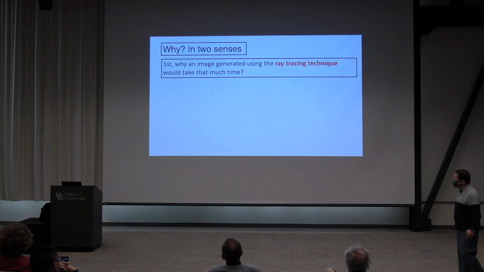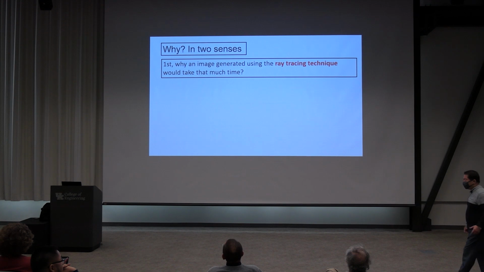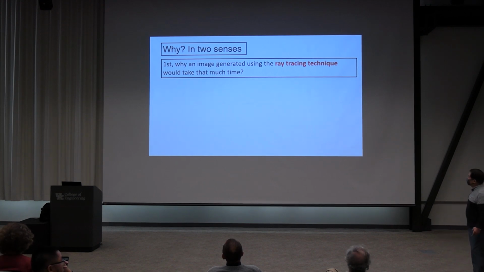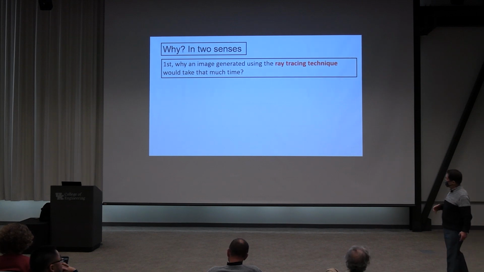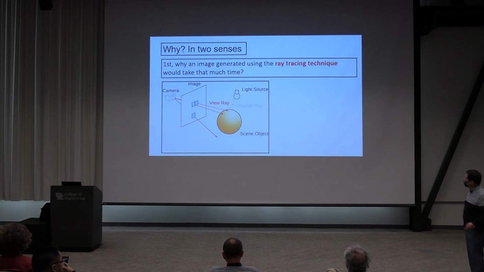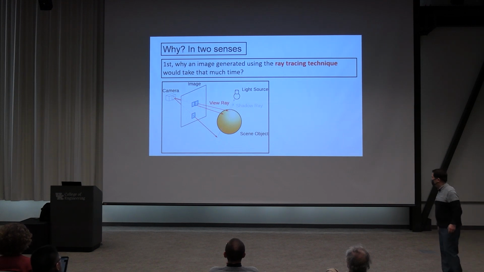The question has to be answered in 2 senses. First of all, how come an image like this one would take so much time to generate? Well, then you have to understand how a ray tracing image is generated. You generate the ray for each pixel of your screen, right? And this process is a recursive process.